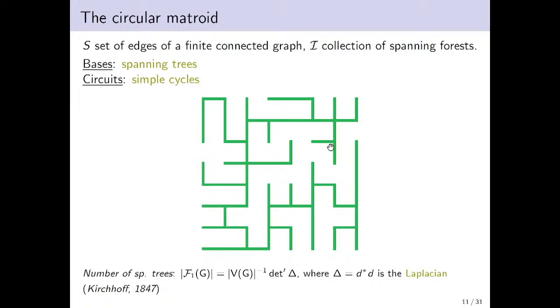So here I represented one. The underlying graph G is just a square grid, and here you have a spanning tree. And the circuits are the simple cycles. The name circular comes from the fact that the circuits are just cycles.